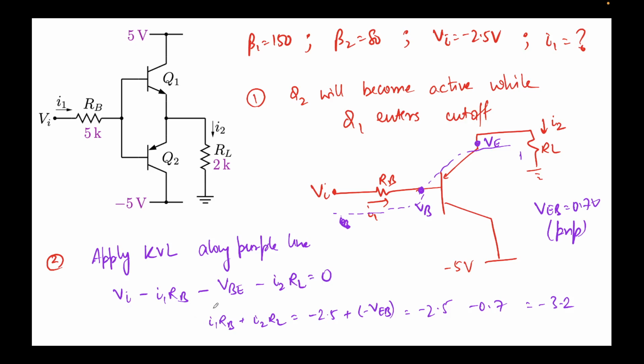I rearrange: I1 RB plus I2 RL. This should be equal to, okay, this is the error. So this should be minus VI. So minus of minus 2.5.